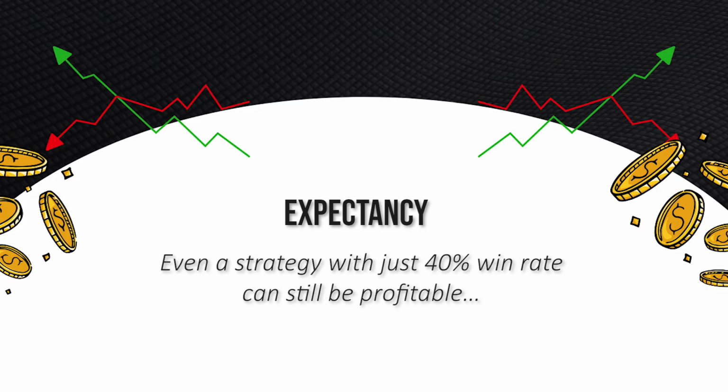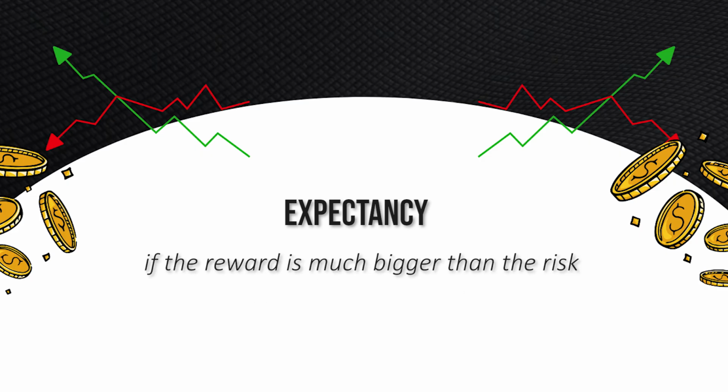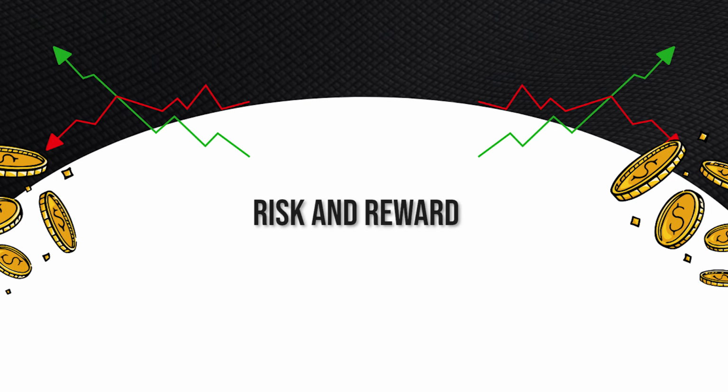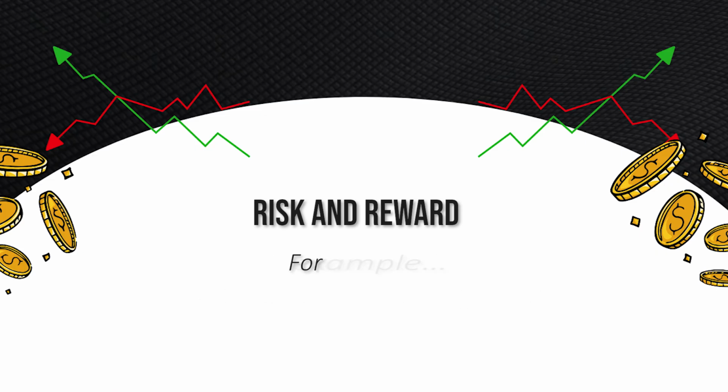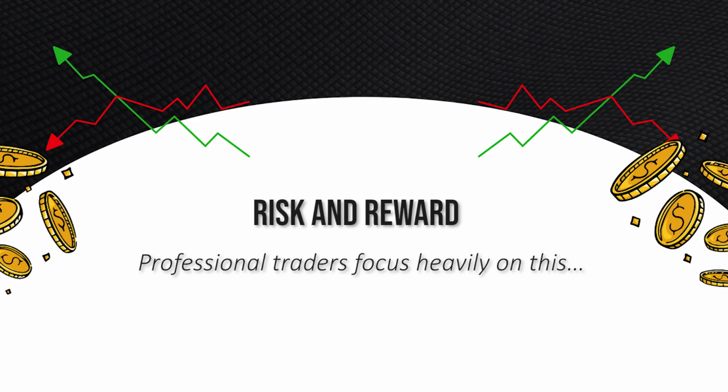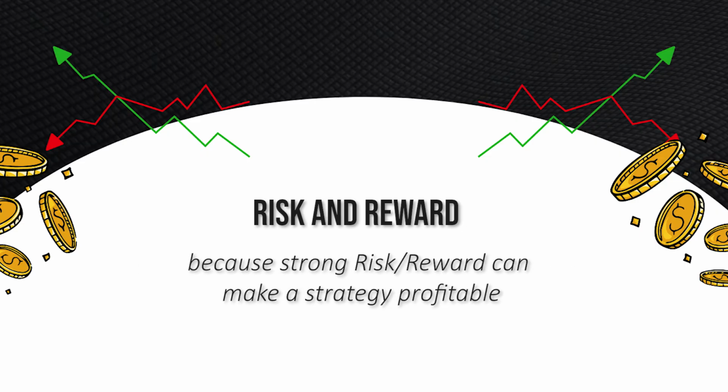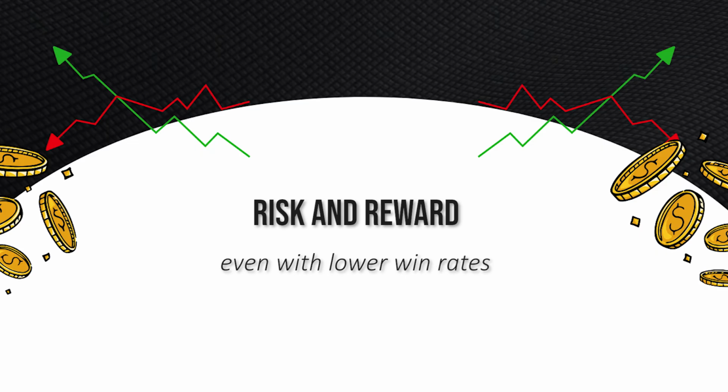Even a strategy with just 40% win rate can still be profitable if the reward is much bigger than the risk. Risk and reward means how much you are risking to make a certain amount of profit. For example, if you risk $100 to make $300, your risk-reward ratio is 1:3. Professional traders focus heavily on this because strong risk-reward can make a strategy profitable even with lower win rates.